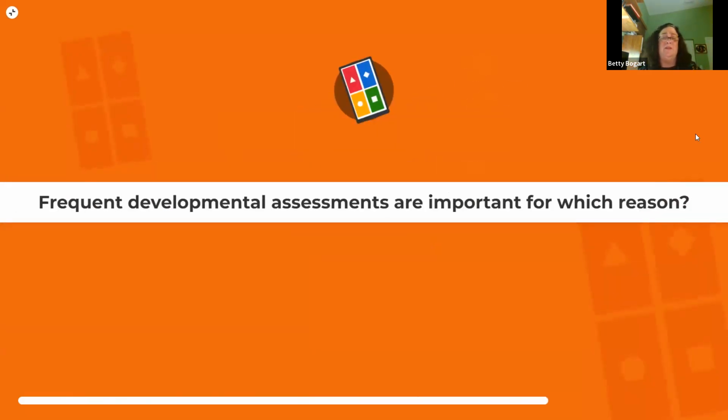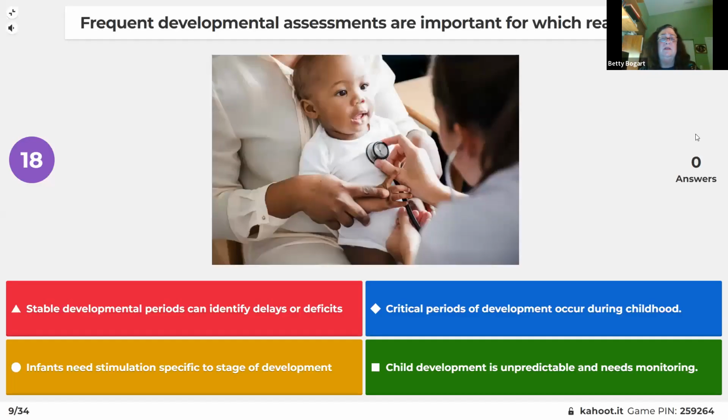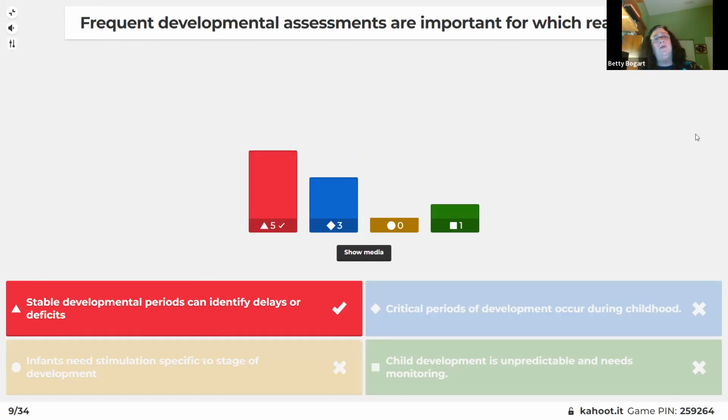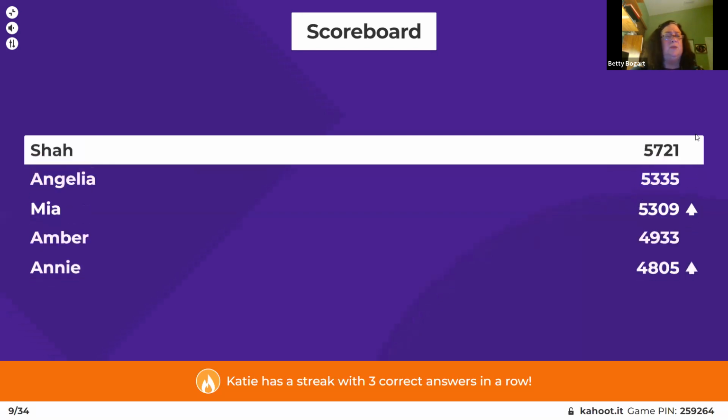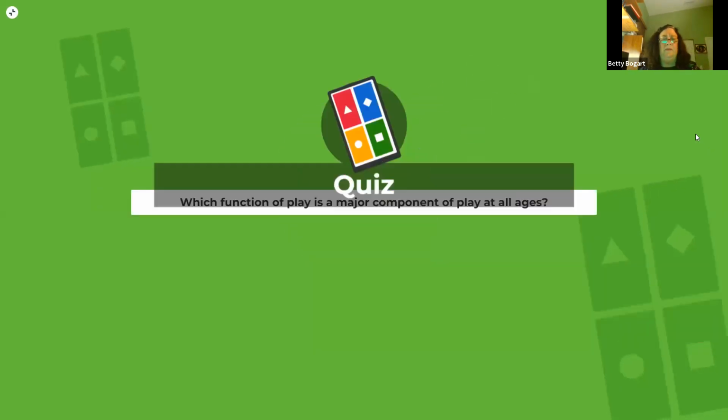Frequent developmental assessments are important for which reason? Like, why do we want to know if the kid can roll over and sit up or walk or crawl or take their fingers and grab things? Why? So if we're looking at it, we know that there's things that they need to do. And if they're not doing it, we're seeing those delays. And what do we do to correct that? Well, we're going to do early intervention. It's going to be physical therapy, occupational therapy, speech therapy. What do they need? We're going to get it for them.